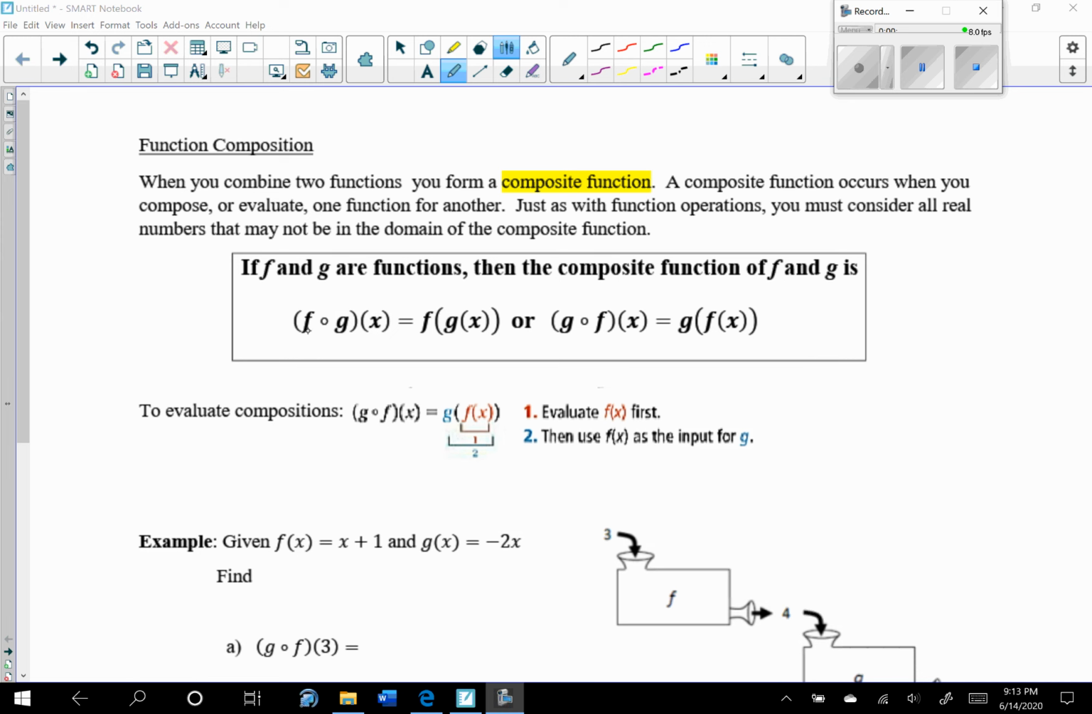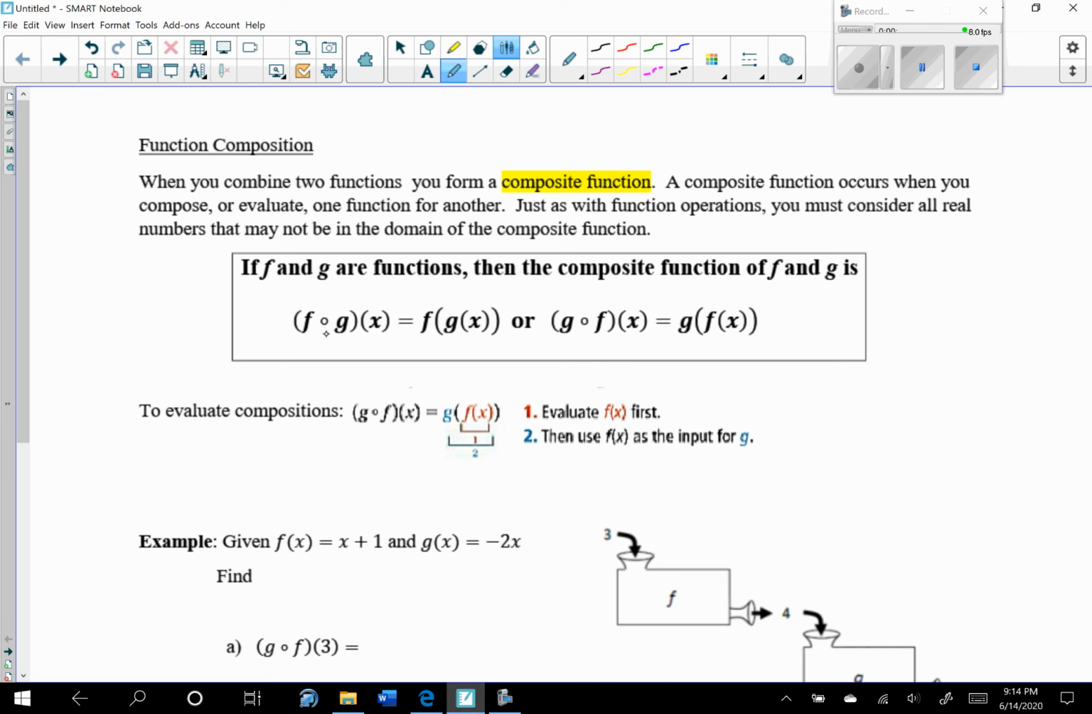So if f and g are functions, then the composite function of f and g is, and this is red, f of g of x, or sometimes people say f circle g of x, but normally it's f of g of x. Another way that you can write that is just using all parentheses. So if you see f parenthesis g parenthesis x, that means the same thing.